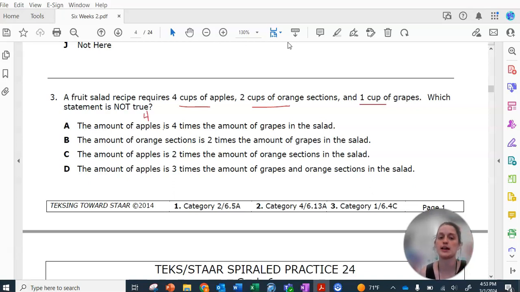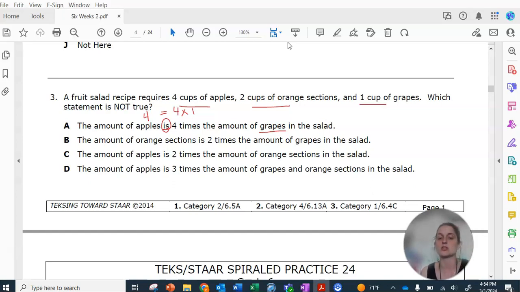I stopped reading because I recognize that the word "is" means we're writing an equal sign, so I need something on both sides of my equal sign. So 4 equals 4 times the amount of grapes. Go find the number for grapes, plug it in. Is that true? Yes, 4 times 1 is 4. That's true. Don't pick it. You want the one that's false.